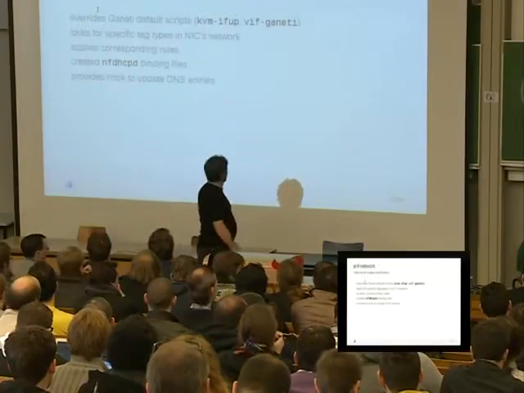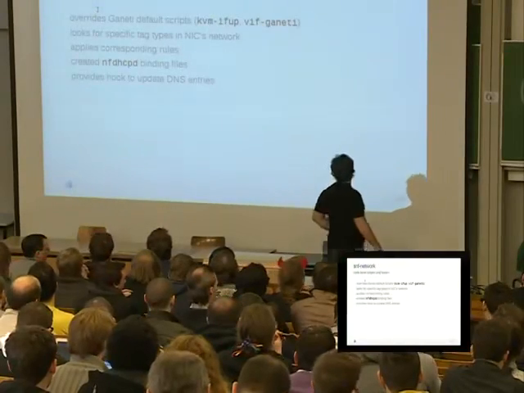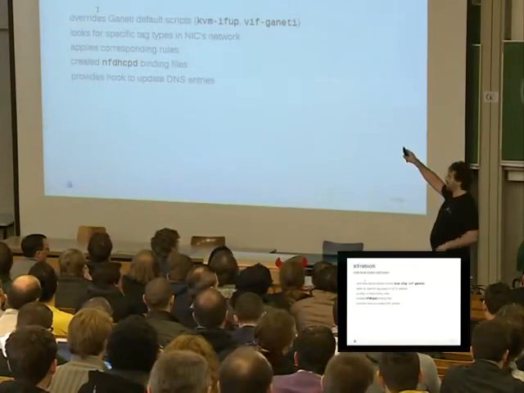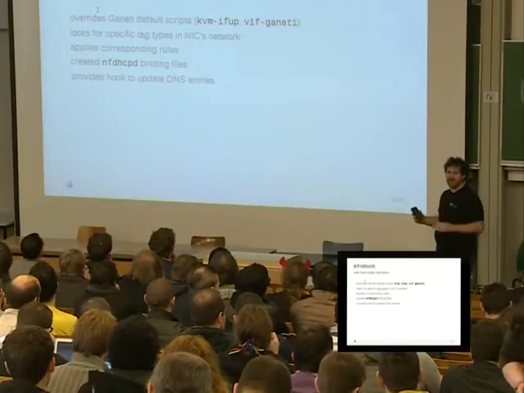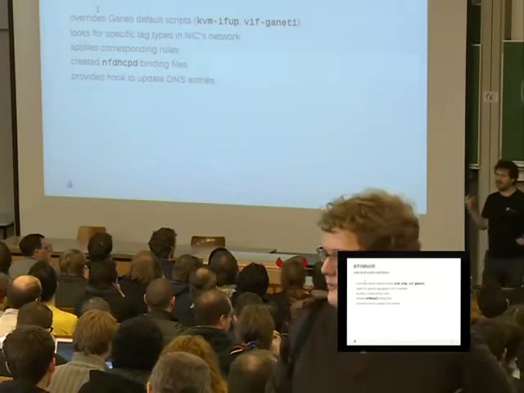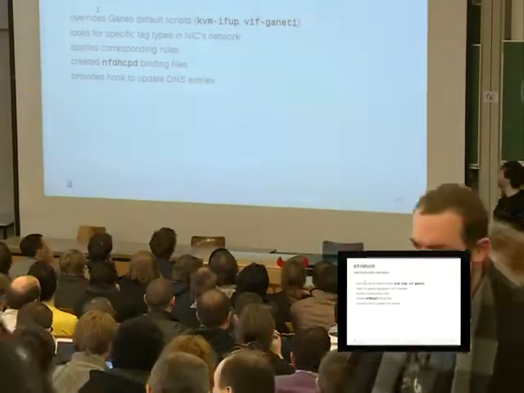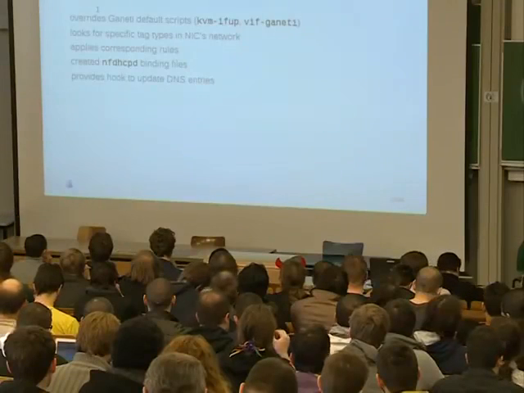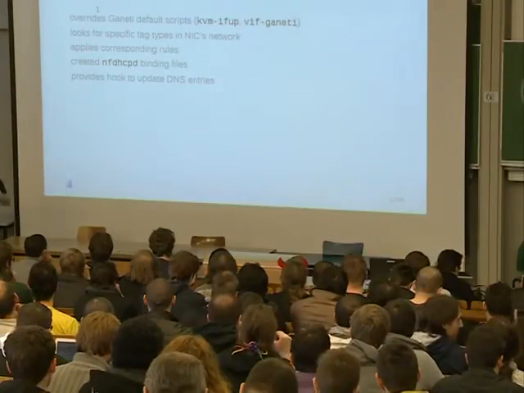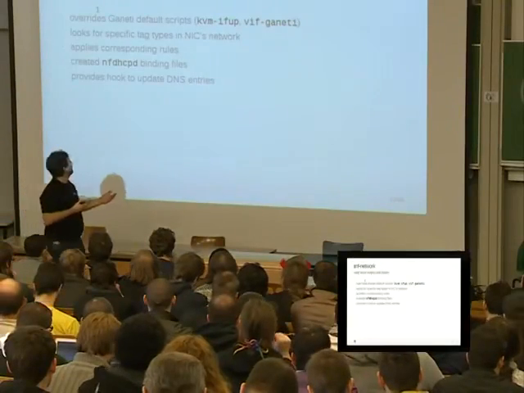SNF network is what basically at the node level connects these machines to the networks and supports a bit more than the default KVM ifup or VIF Ganeti scripts. And then it uses NFDHCPD to actually help you give the machine the actual real IP. This provides you a bit more, as you see, like allowing you to update DNS automatically in case you have a DNS server that needs to be updated when a new machine is created, and things like that.